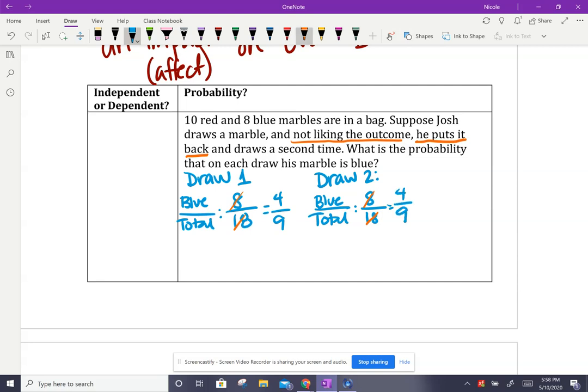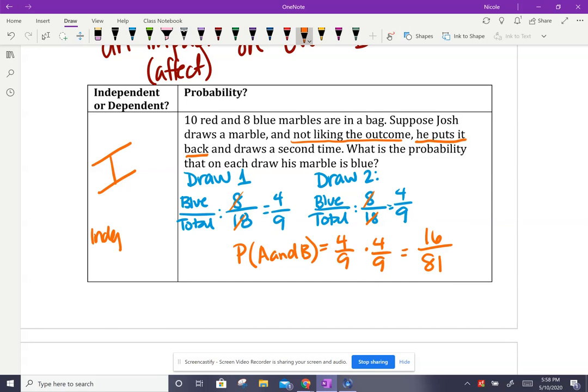So the probability that these both occur, so P(A and B), that these are both occurring, that means we're going to multiply these two probabilities together. So 4/9 times 4/9. You multiply across and you get 16/81. So if he is putting it back, it doesn't change the total outcomes. And so it's going to be independent. I'm going to put an I for independent. So it does not impact the second draw at all.